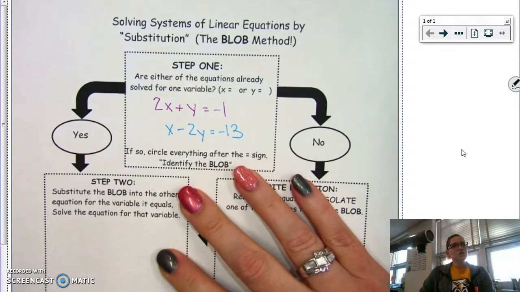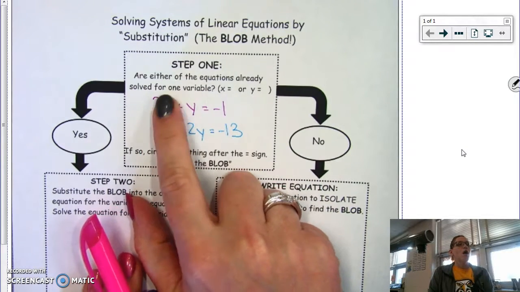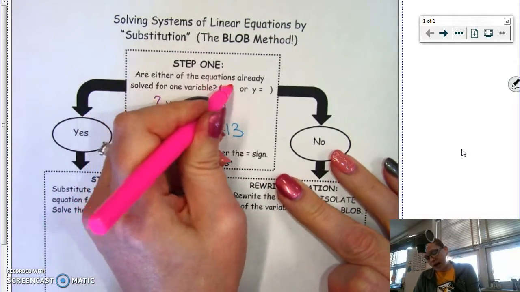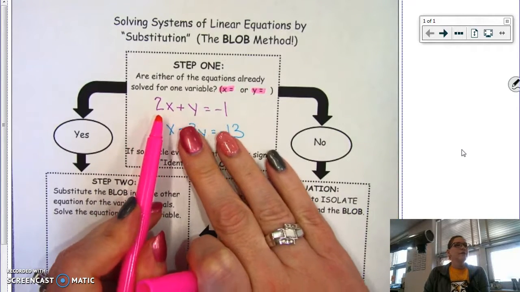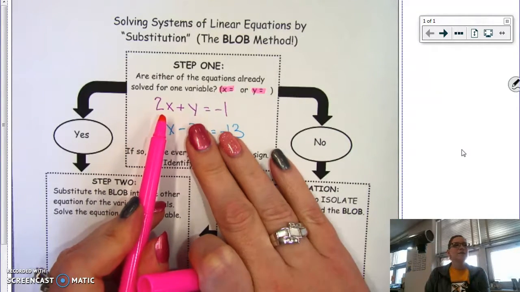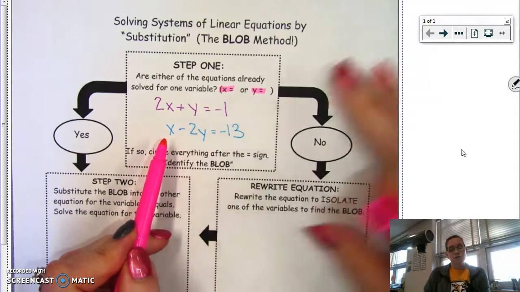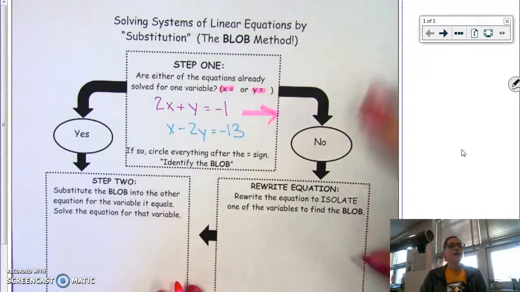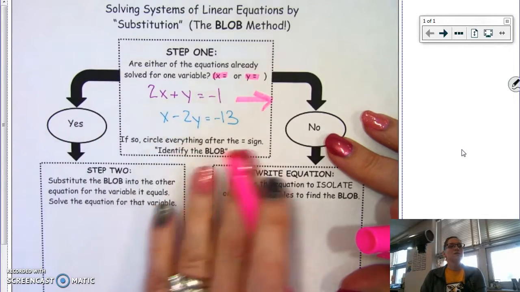All right, so the first question it says that we're going to look at is, are either of the equations already solved for one variable? Like, does it have an x equals or a y equals? Well, if I look here, nope, x and y are on the same side. Nothing's by itself, and the same thing for the second one. So this answer is no. We are going to take this path and head down this way. Until we can say yes, we'll come back to this bottom part.